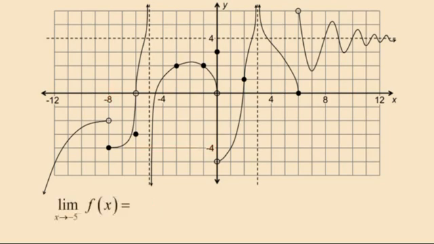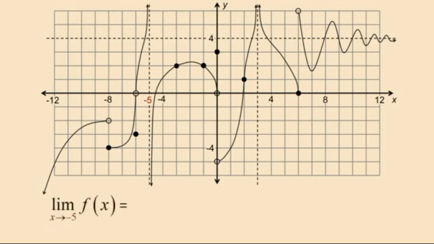Now let's take a look at the limit as x approaches -5 from the left of f of x. Notice that the y values, or function values, are increasing without bound. Therefore we say the limit is equal to +∞. Now let's approach -5 from the right-hand side. Notice in this case that the y values, or function values, are decreasing without bound. Therefore we say our limit is equal to -∞.